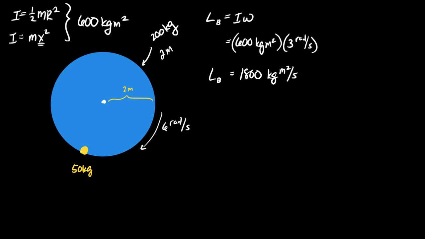It's an odd unit. True, I said 6, not 3. So, good call. Double that to 3,600. There we go. Kilograms meter squared per second.